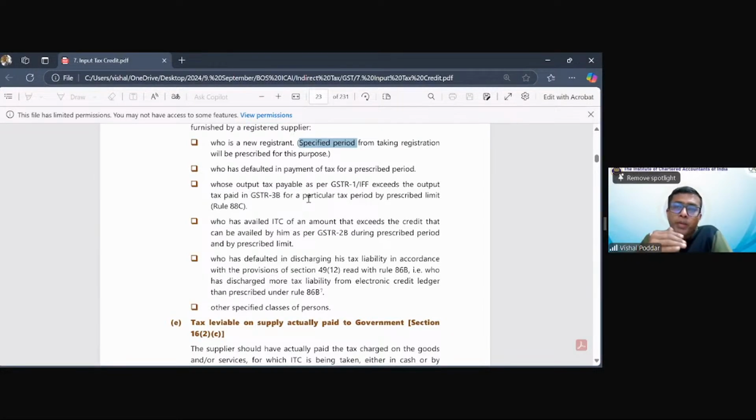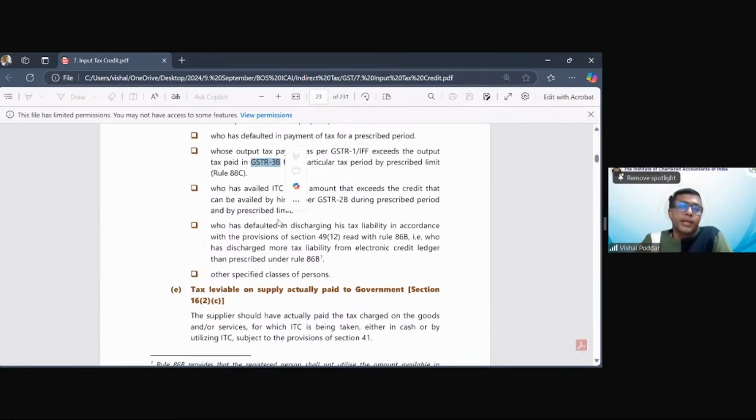So many times what suppliers do, they show everything in GSTR-1, but while filing 3B, they reduce the output liability in 3B and pay less tax. So if the supplier's output liability shown by his GSTR-1 is more and what he is showing in his GSTR-3B is less, it means he is doing some fraud, and you will not get credit.